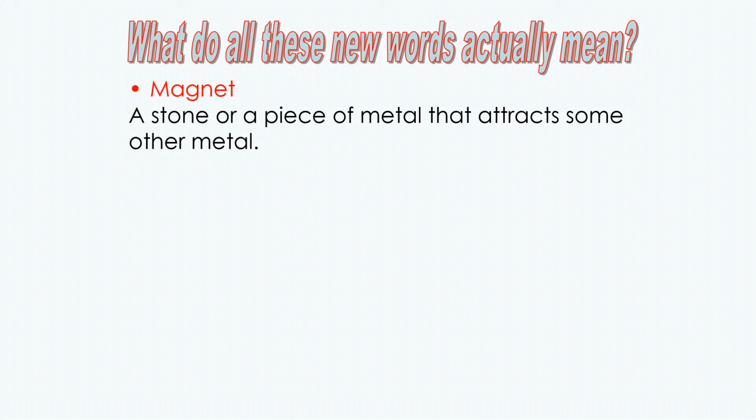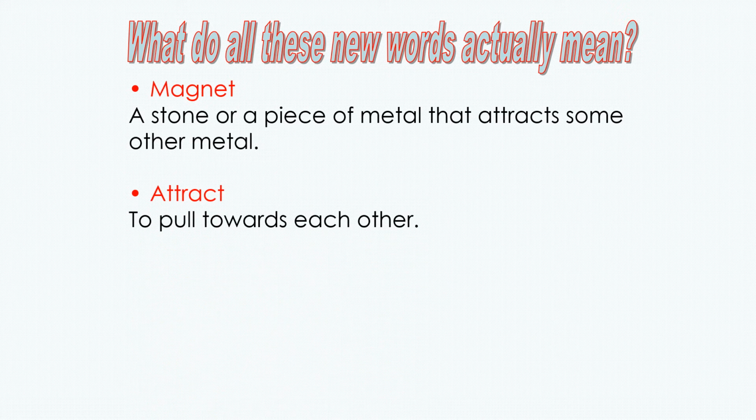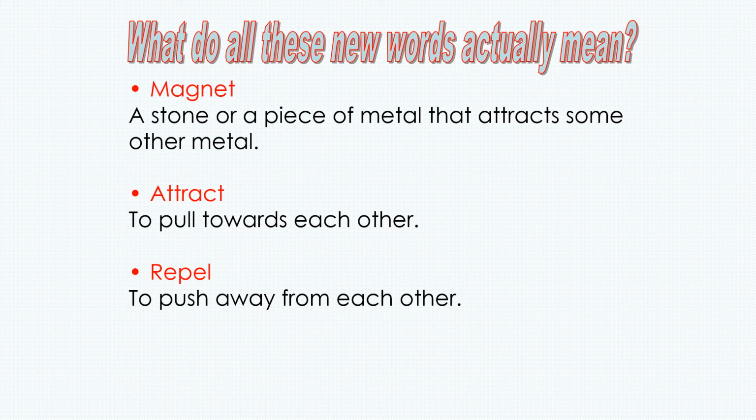What do all these new words actually mean? We have learned so many words now. In this chapter, we have learned about magnet. It is a stone or a piece of metal that attracts some other metal. Attract means to pull towards each other. Attract करना मतलब कोई चीज को अपनी तरफ खींचना. Repel means to push away from each other. Push मतलब repel करना मतलब एक दूसरे से दूर हो जाना, दूर होना.